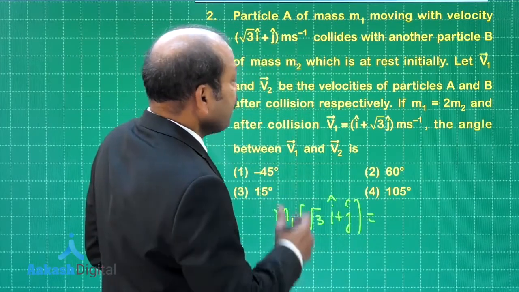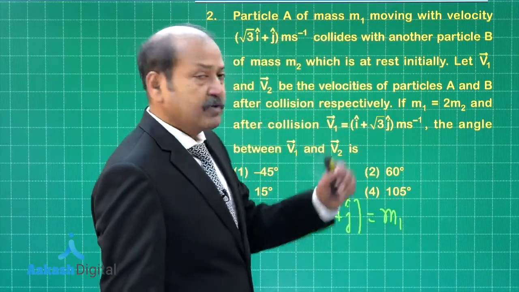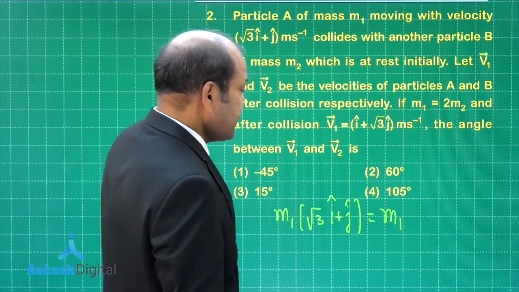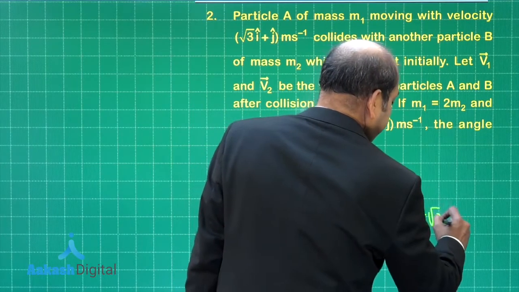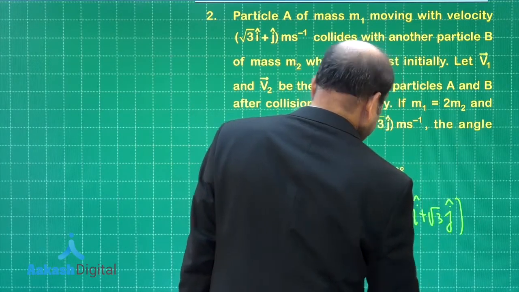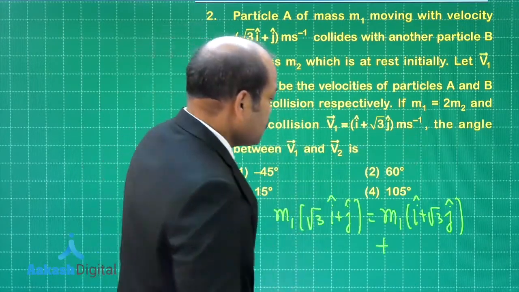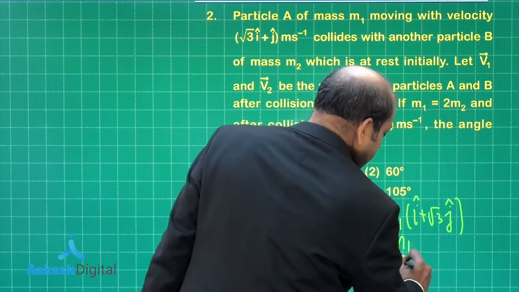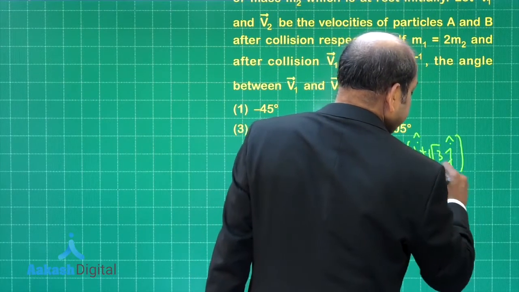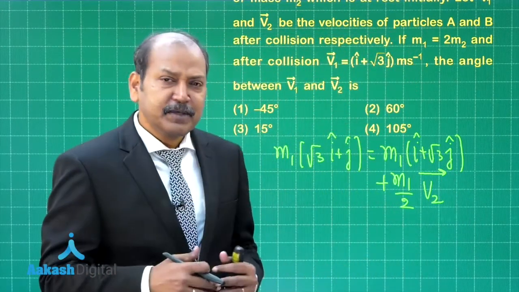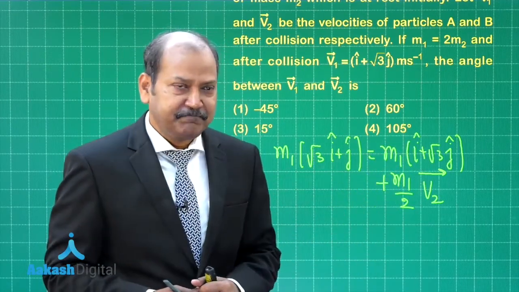We have m1 v1 vector, but v1 vector in fact is given to us because v1 vector is i cap plus root 3 j cap. So, this is m1 into i cap plus root 3 j cap plus m2. But we see that m2 is in fact equal to m1 by 2. So, let us write it here m1 by 2 for m2 and its velocity which is in fact being called v2 vector. And what are we supposed to find? We are supposed to find the angle between the v1 vector and the v2 vector.